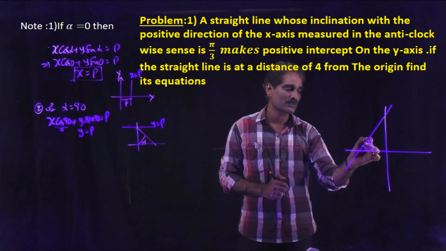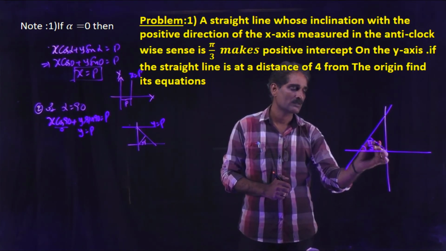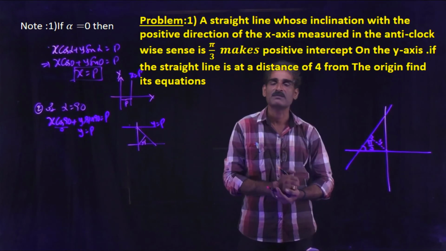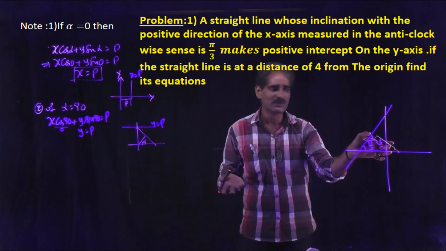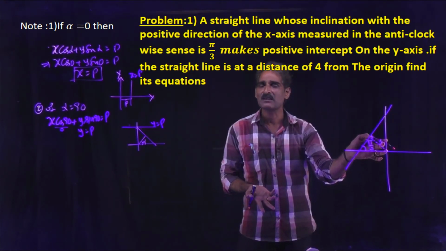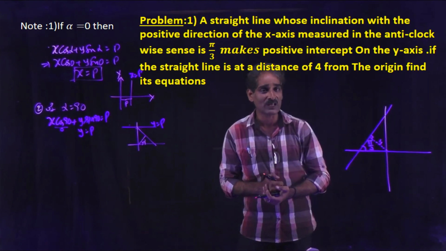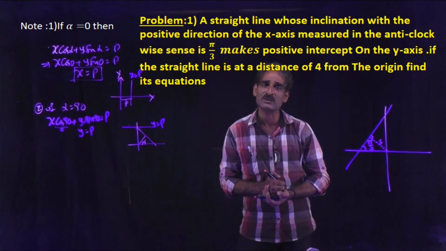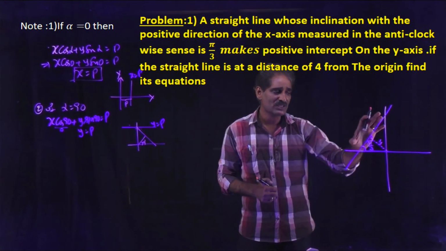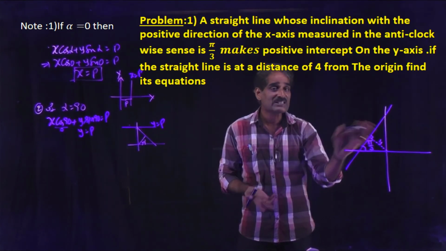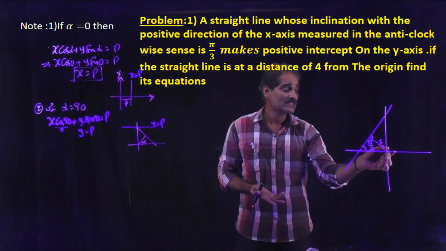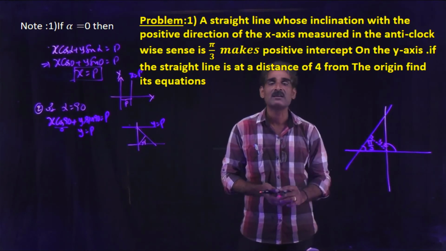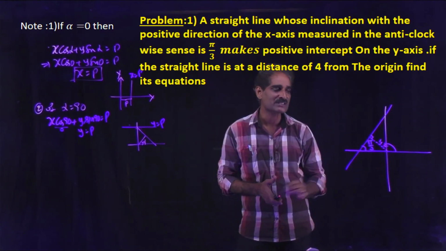Also given that the length is 4 units from the origin. So draw the perpendicular. This length is 4 units. That means this is nothing but the normal length from origin to the line, and in normal form this is p. If we have the value for alpha, we can write x cos alpha plus y sin alpha equal p. So this is the normal. What is alpha? What is the angle formed by the normal with the positive direction of the x-axis?